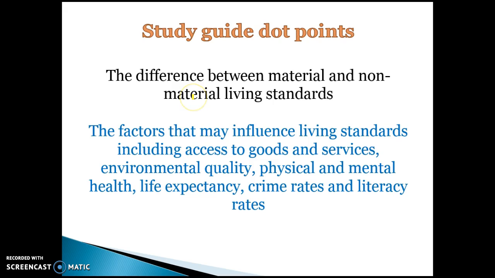So in terms of the study guide, and these are directly from the study guide, you need to be able to articulate the difference between material and non-material living standards, and we also need to explain how certain factors like access to goods and services, environmental quality, physical and mental health, people's life expectancy, crime rates and literacy rates, how all of these can influence both our material and non-material living standards. So as we go through these videos, make sure you're starting to think about how each of these individual factors can impact both our material and non-material living standards.